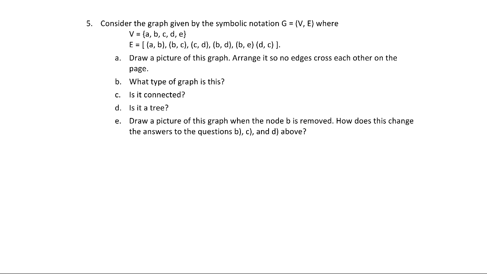And the first thing it says is to draw the picture of the graph. So I'm going to go ahead and do that. I'm going to draw it like this: A, B, C, D, E. And I'm going to go ahead and draw my directional links now from A to B, from B to C, from C to D, from B to D, from B to E, and from D to C.